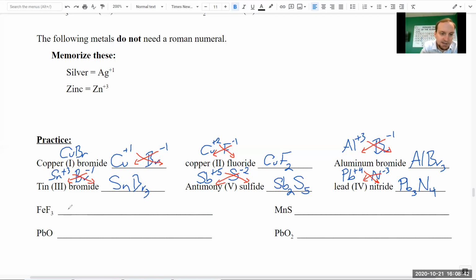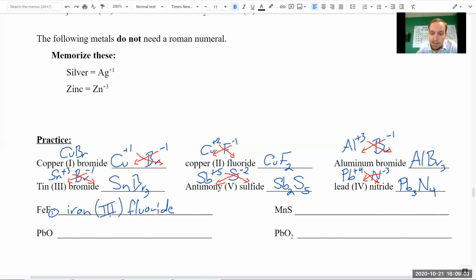So Fe is iron. Iron is a transition metal, so we need to say what its charge is. And then fluorine becomes fluoride. Notice the U is before the O, fluoride. So the charge of iron, again, is right here. So that's going to be iron 3 fluoride.